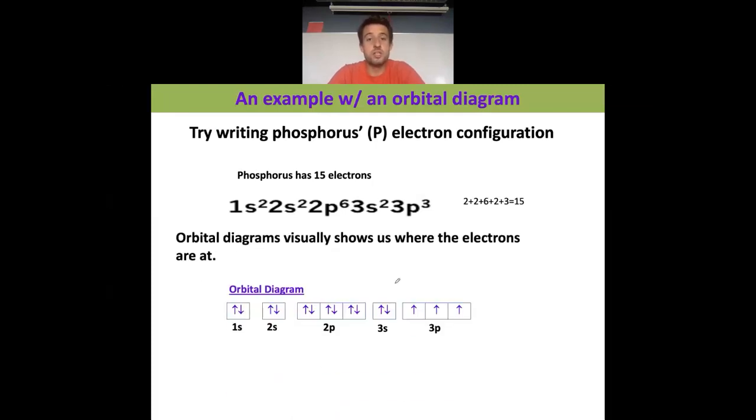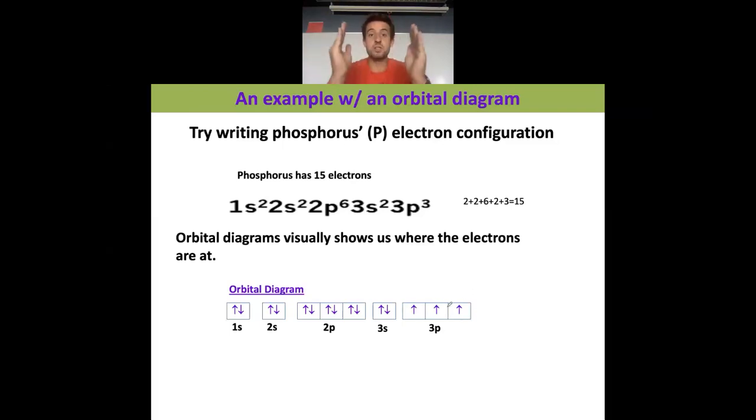Okay, here below is the orbital diagram. Notice that we have two arrows per every single box. For P, notice that these three boxes are all connected to each other. That's important. You want your P's and your D's to have all their boxes connected. Otherwise, it looks like you just have a bunch of s orbitals. And then notice here, 3p has three up arrows.